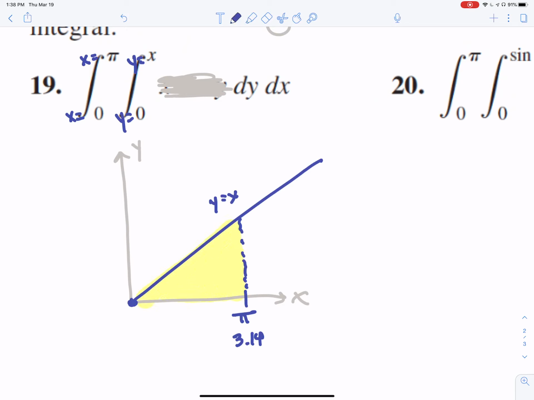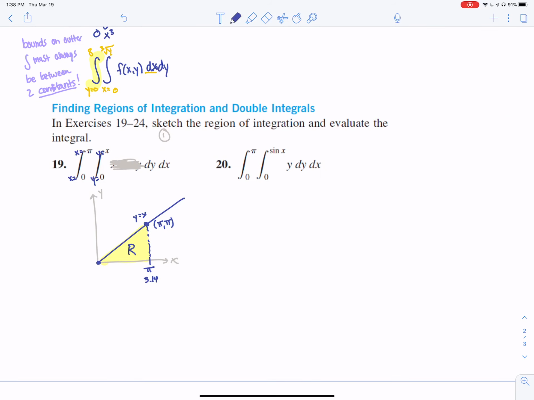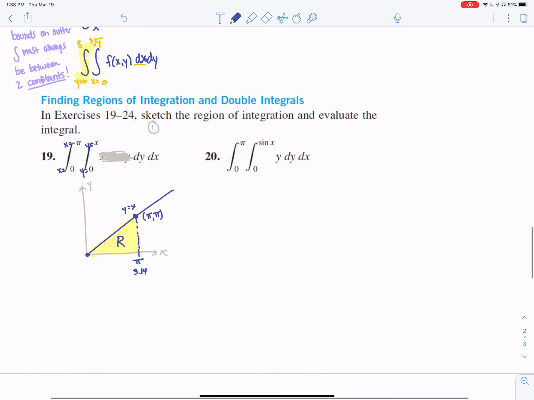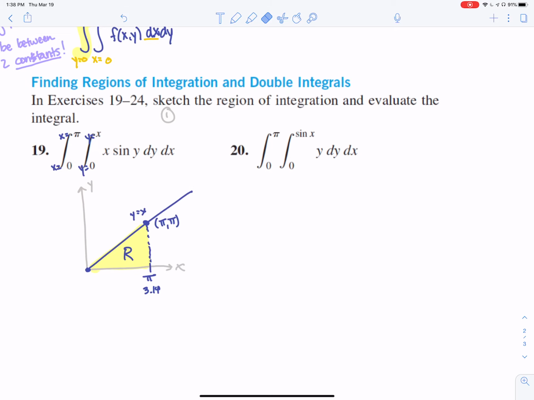And if you wanted to know the height at which that occurs, because you're on the 45-degree line, y equals x, this intersection here actually occurs at the point pi, pi. So here's our region of integration for number 19. I'll let you do the evaluation on your own. So I'll take that out so you can evaluate this function.